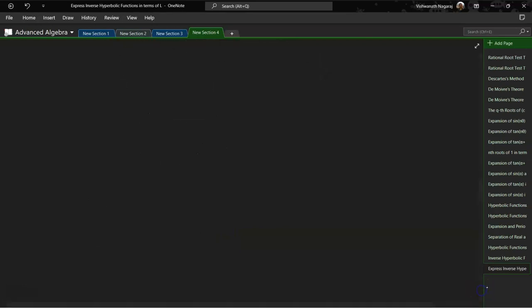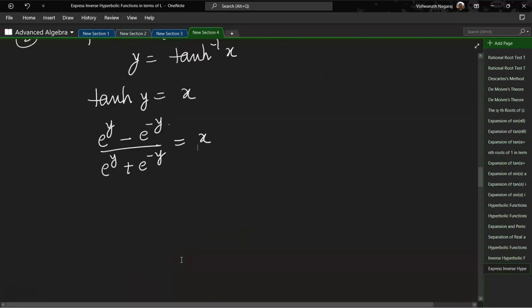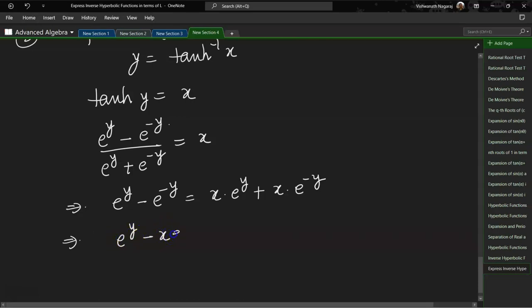Now here you have to do a little bit of manipulation. So what do we do? Let's take this to the other side. We get e to the power of y minus e to the power of minus y is equal to x times e to the power of y plus x times e to the power of minus y. Now let's bring positive exponents to one side and negative exponents to the other side. So e to the power of y minus x e to the power of y is equal to e to the power of minus y plus x times e to the power of minus y.